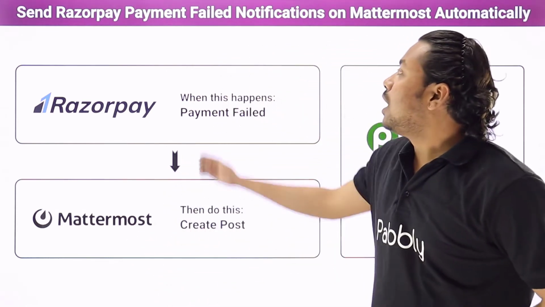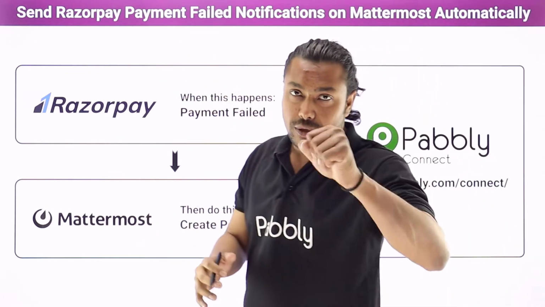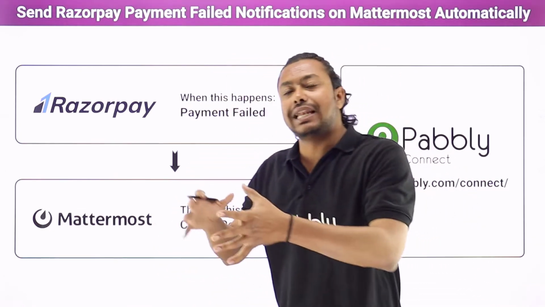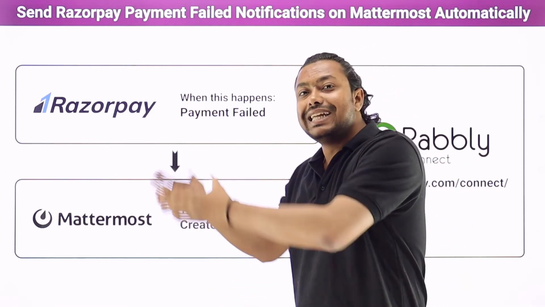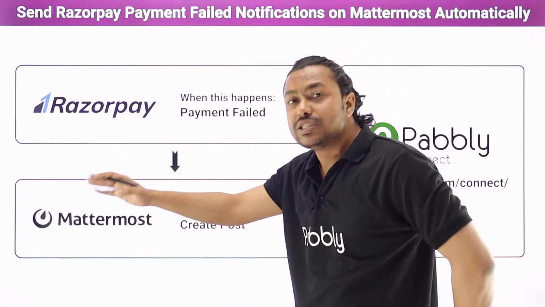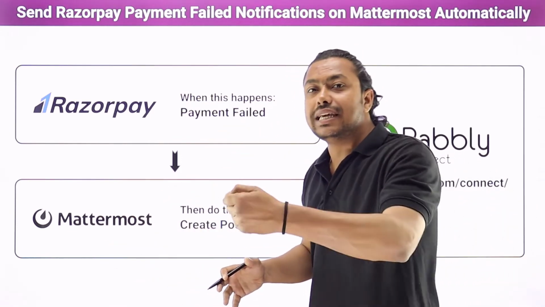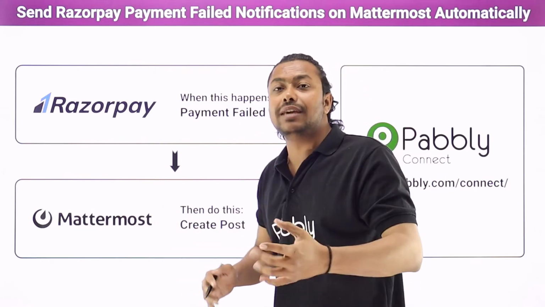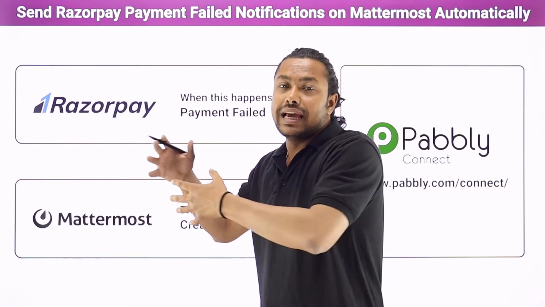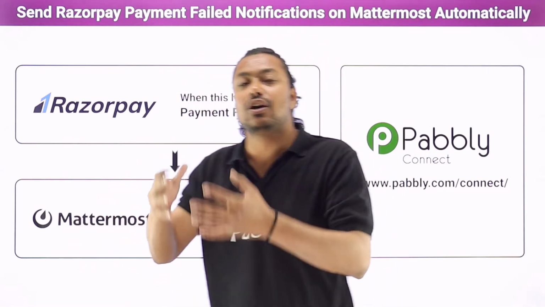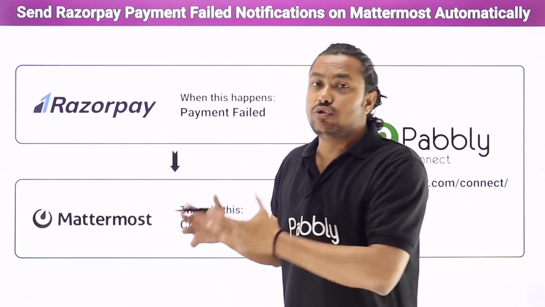Today I am going to tell you how you can send Razorpay payment details to your Mattermost account automatically. Suppose you are selling something online and the payment of the user fails. The details will be sent to a specific channel in Mattermost where you have your team. Your team can work on those payment details so that if the payment has failed in the Razorpay account, they can call or contact the customer regarding it. It is a very useful automation.